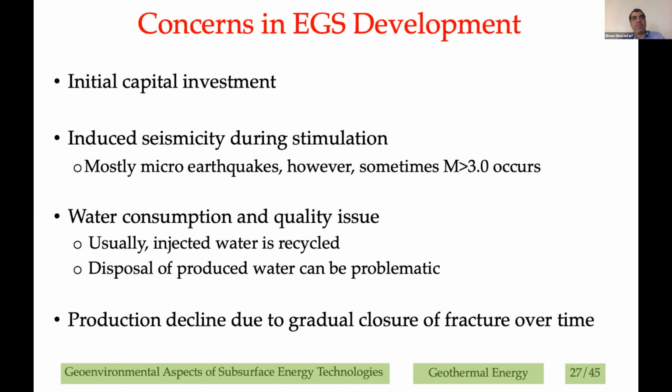So that's one of the inhibitors: most investors are not currently eager to invest in deep geothermal systems. Induced seismicity during stimulation. Most of the tremors are small in terms of magnitude, but there have been cases with larger tremors, magnitude over 3. There have been cases in Switzerland, for example, where the magnitude of the earthquake was even above magnitude 5.